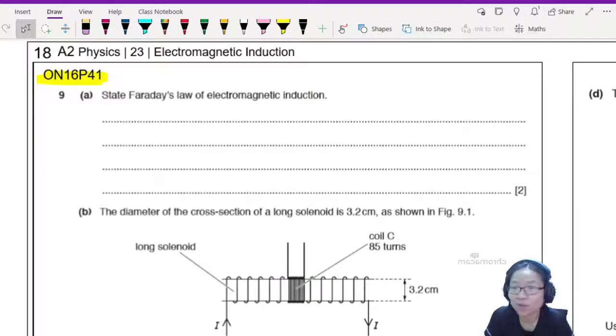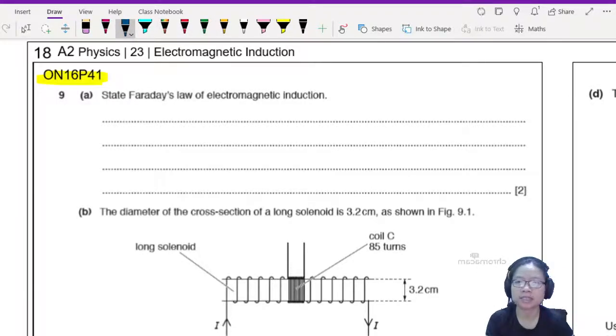Hello friends, and welcome to another example video for electromagnetic induction in A2 physics. In this video, we are going to look at induced EMF between two coils. So let's go. The question is from Winter 16, paper 41.